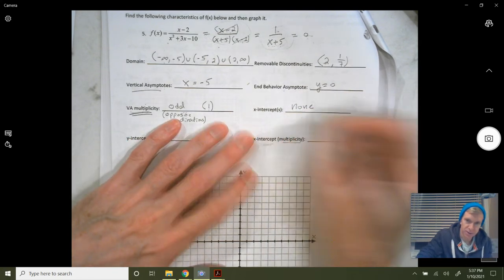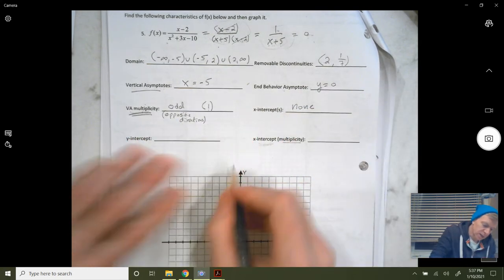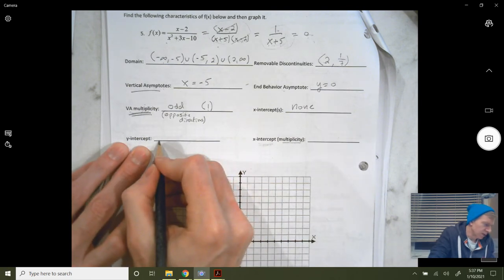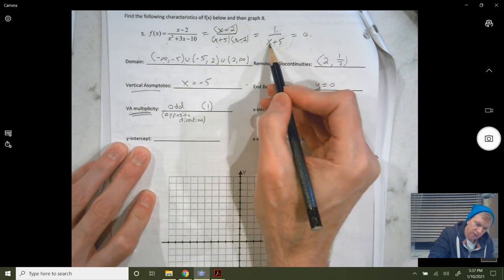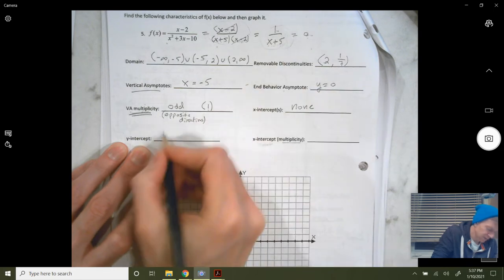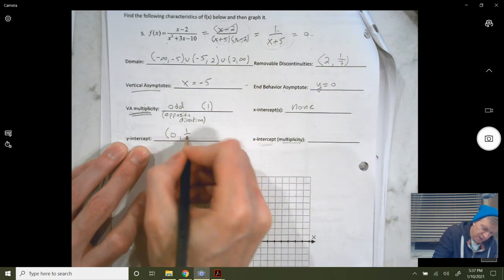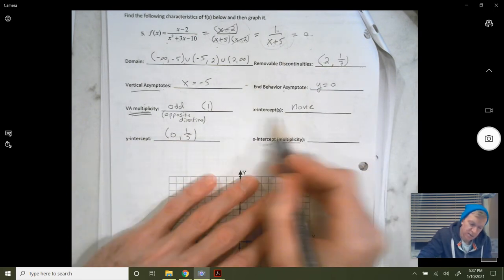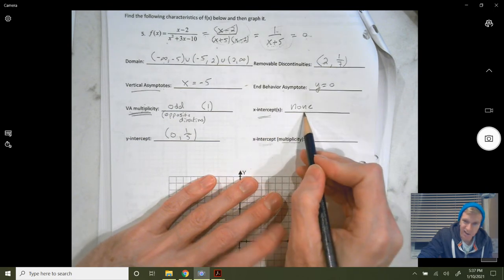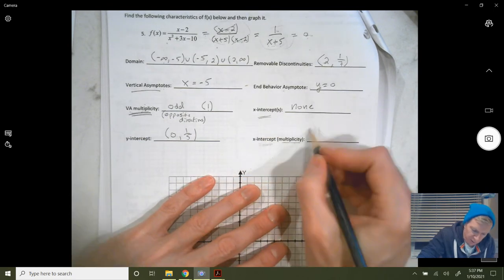No x-intercepts. Okay, the y-intercept happens when x is 0. And this one's fairly easy to do. Plug in 0 for x, and you get 1 over 5. 0, 1 over 5. Okay, let's go back to the x-intercept. Since there was none, this is kind of irrelevant. It's neither even nor odd.